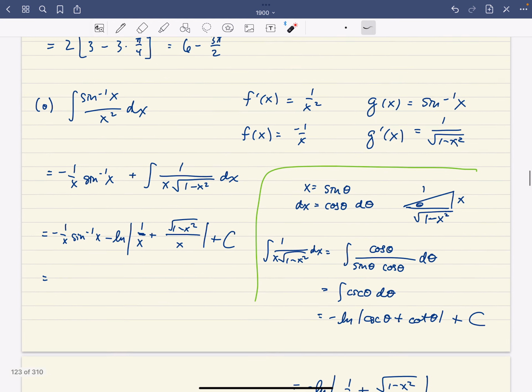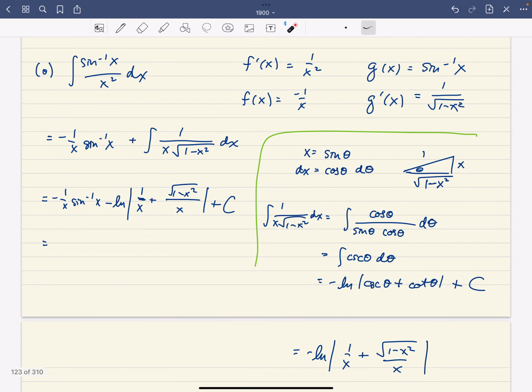Finally, for part O, we have inverse sine of x over x squared. So here we did integration by parts. The idea with integration by parts is that this maybe would let us get a handle on the inverse sine part. So if we differentiate that, that means that we would have to integrate the 1 over x squared. So our f prime is 1 over x squared. That makes our f negative 1 over x. Our g is inverse sine, so the g prime is 1 over square root of 1 minus x squared. And then plug everything in, and then we get this integral.